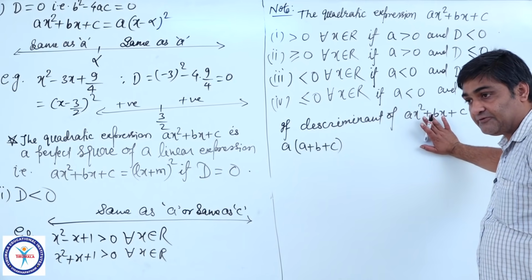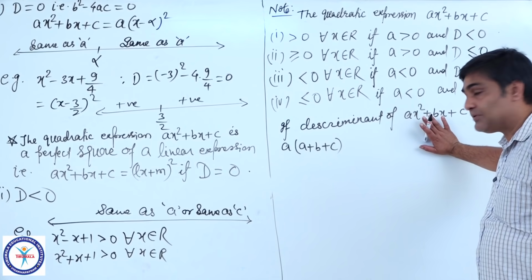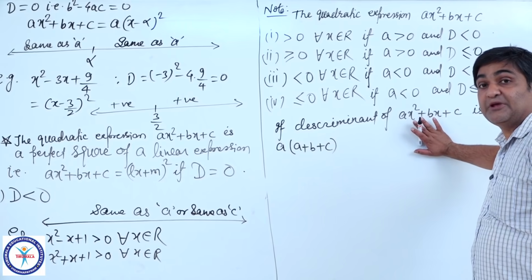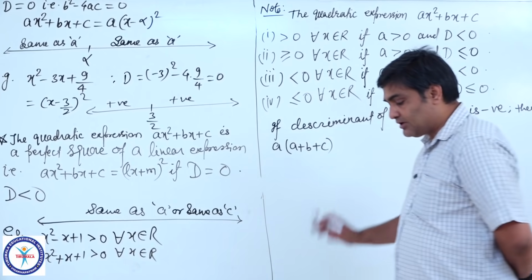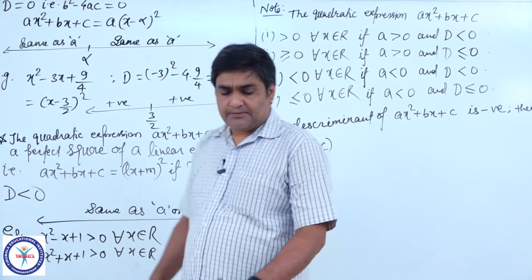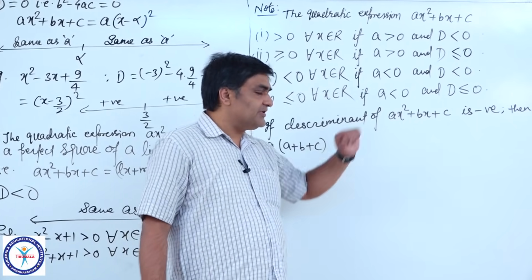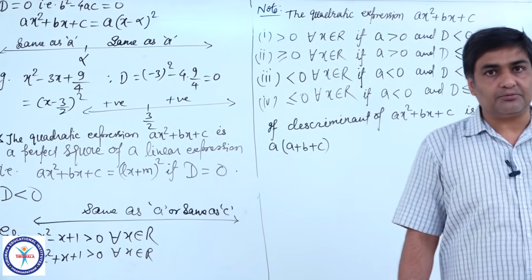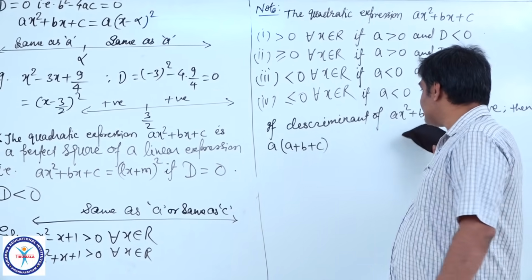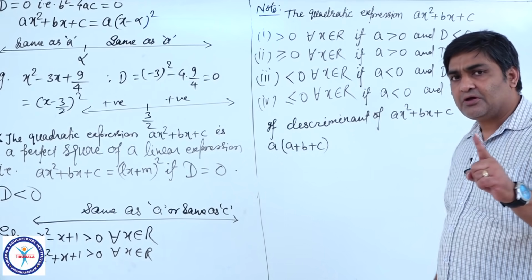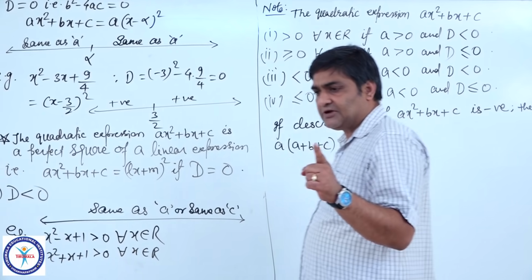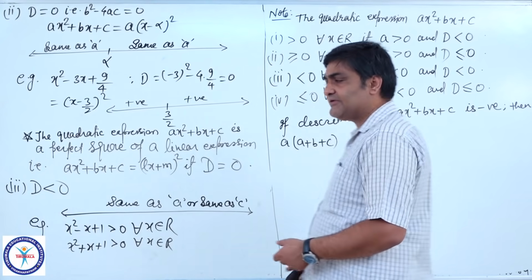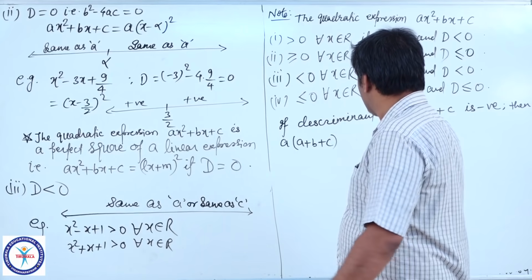Discriminant is negative, but we are not given the sign of a, meaning whether a is positive or negative. Whatever, if the discriminant is negative, then the sign of this expression will always be the same. Either it is always positive or it is always negative.